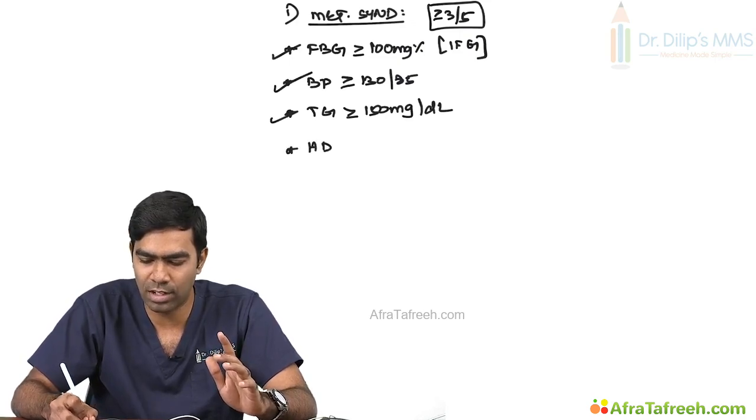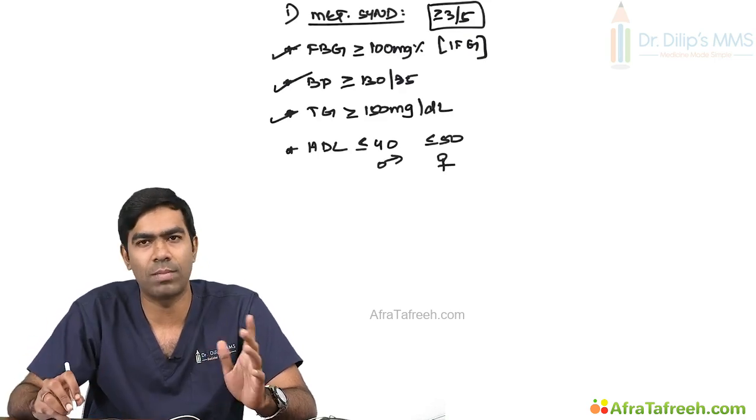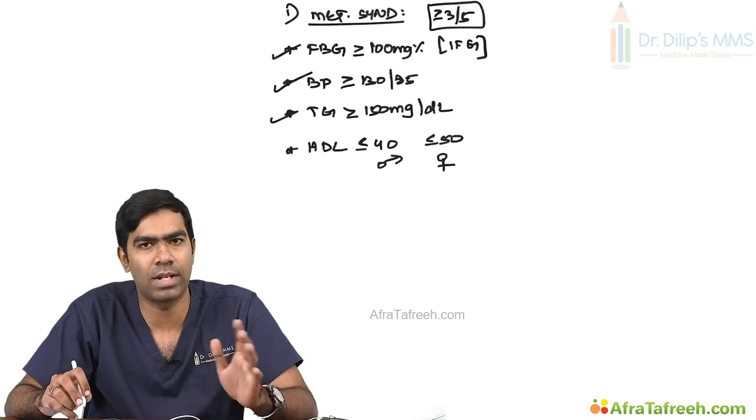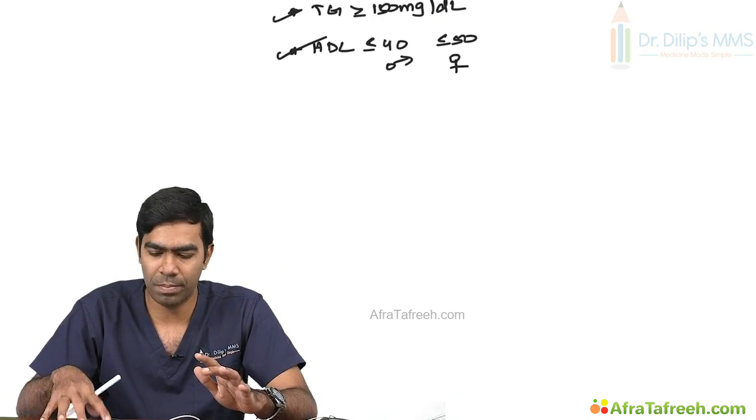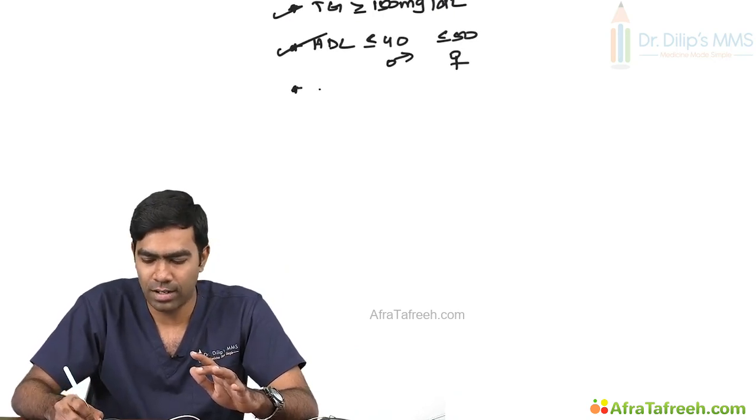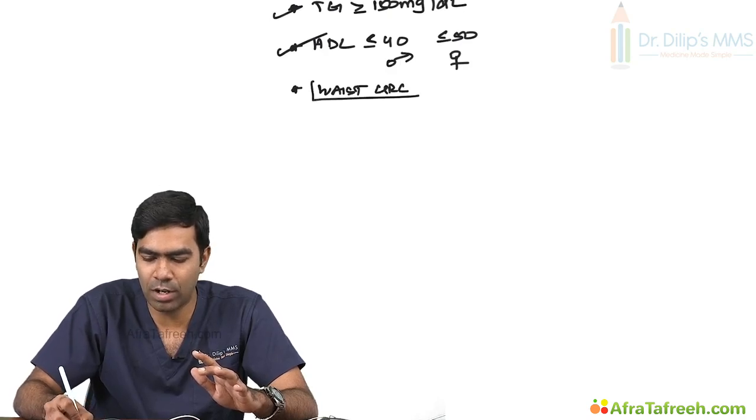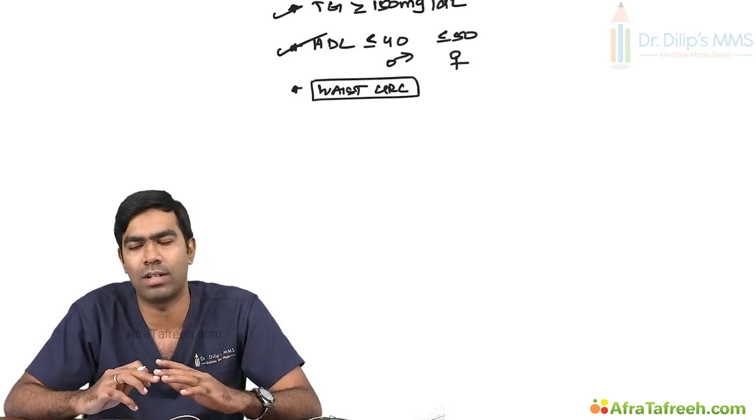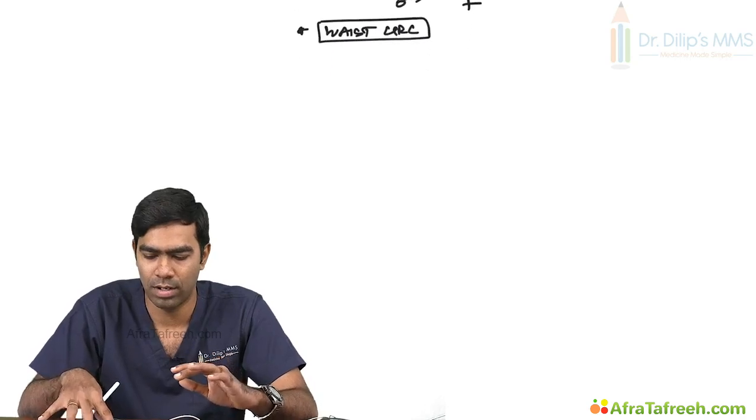Or if the HDL is low, that is less than 40 in case of males, or less than 50 in case of females. 40 milligrams per deciliter in case of males or 50 milligrams per deciliter in case of females. That is another point for metabolic syndrome. And finally, as I told you, the waist circumference is where many of the guidelines won't agree uniformly. They have different sets of guidelines for different populations.